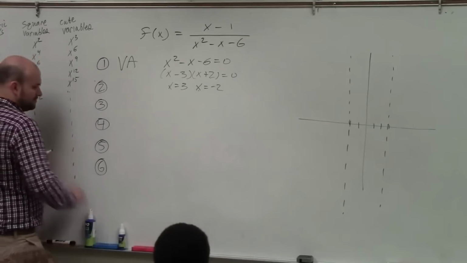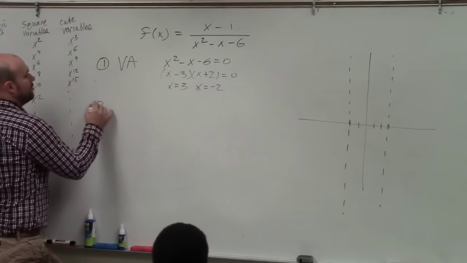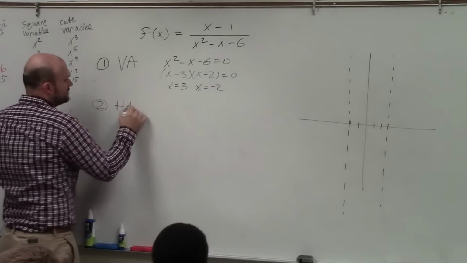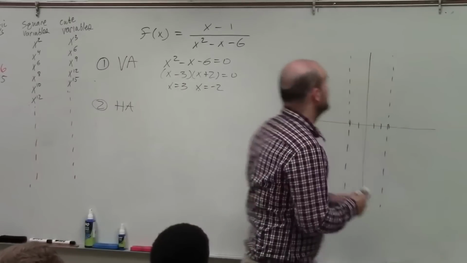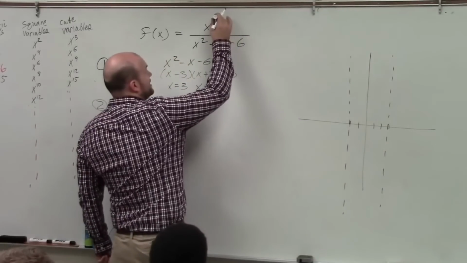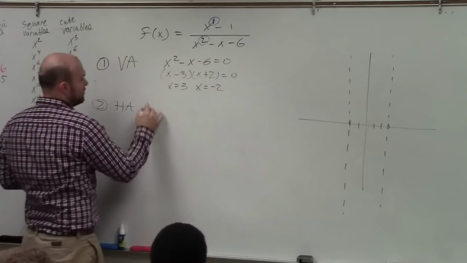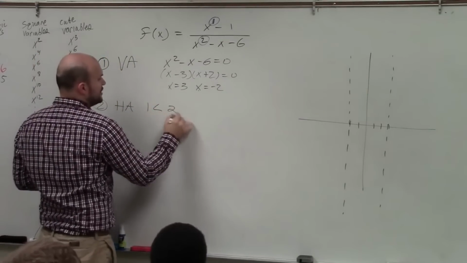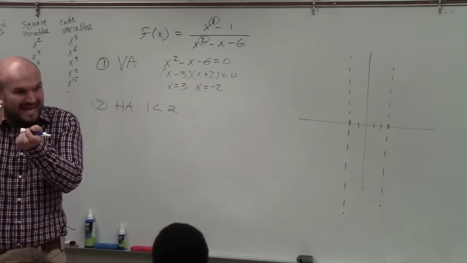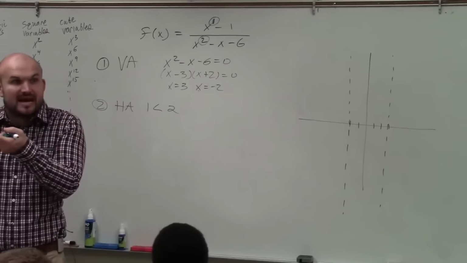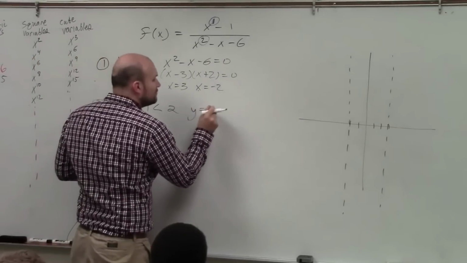For number 2, which is the horizontal asymptote. To determine the horizontal asymptote, we have to compare the degree in the numerator to the degree in the denominator. Over here, you can see that the degree in my numerator is 1, so I know that 1 is less than 2. In your notes, there's a rule that says where the degree in the numerator, n, is less than the degree in the denominator, that produces a horizontal asymptote of y equals 0.